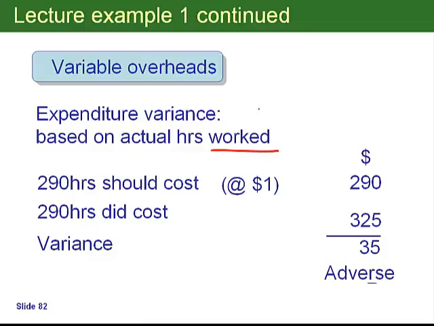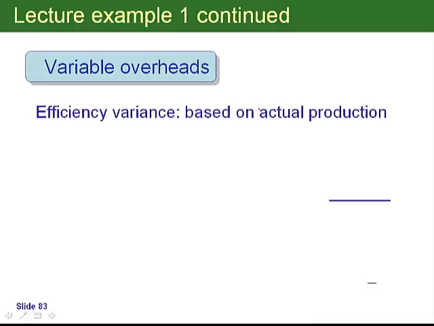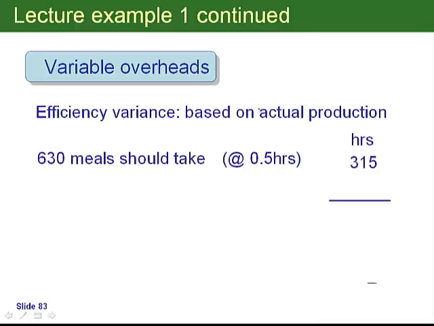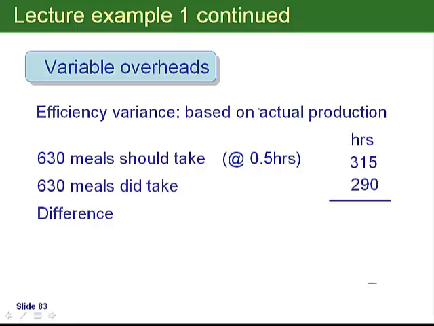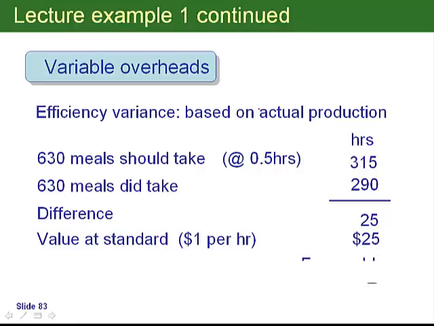So variable overhead efficiency then, well, this is based on our actual production, and this formulae to start with in terms of the hours is exactly the same as your labour efficiency variance. So you can always shortcut this here and say as labour hours 25 favourable, and then just bring in the valuation at the variable overhead rate per hour.